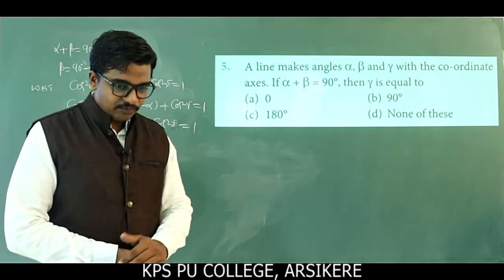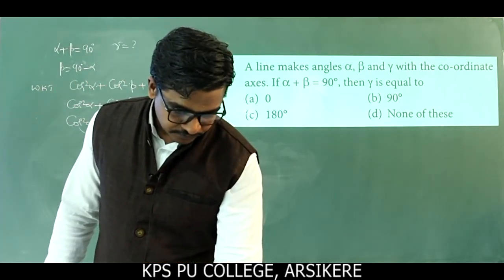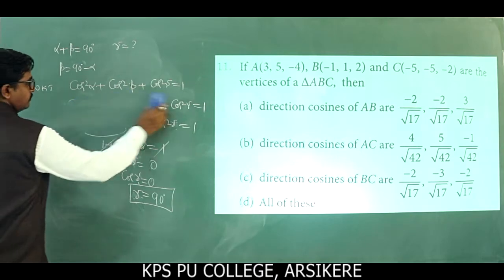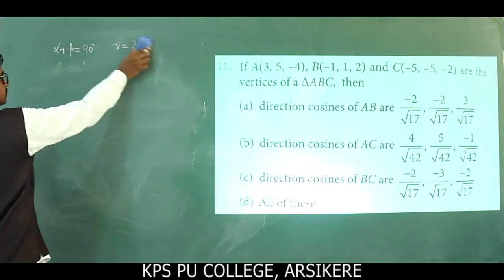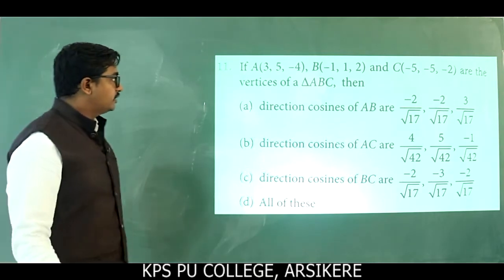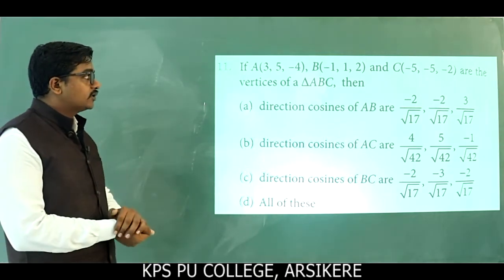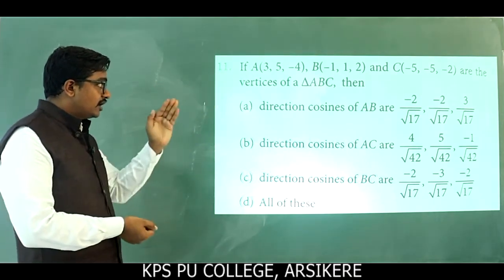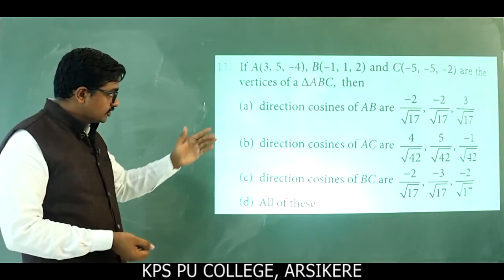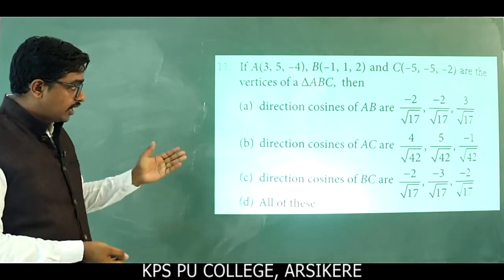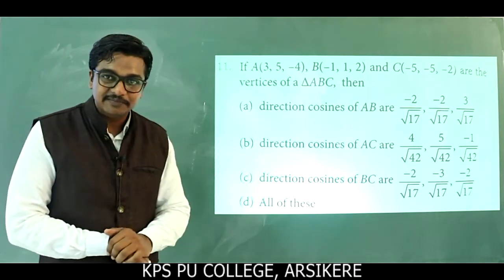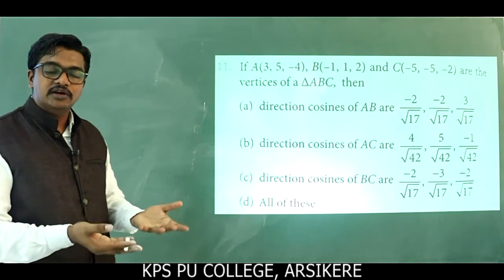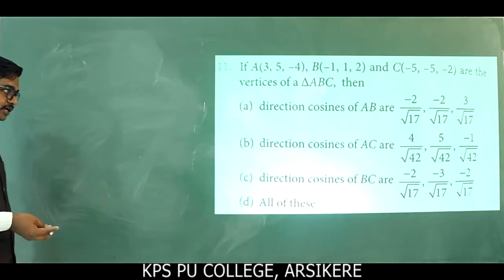Next, dear children, we are moving to the next question. This is question number 11 from MTG Fingertips. If we have the points A of 3, 5, minus 4, B of minus 1, 1, 2 and C of minus 5, minus 5, minus 2 are vertices of triangle ABC, then they have given the options here. Option A, direction cosines of AB, direction cosines of AC, and direction cosines of BC. You need to look at all the options, where there are direction cosines. Then here we need to find direction cosines of AB, AC as well as BC.